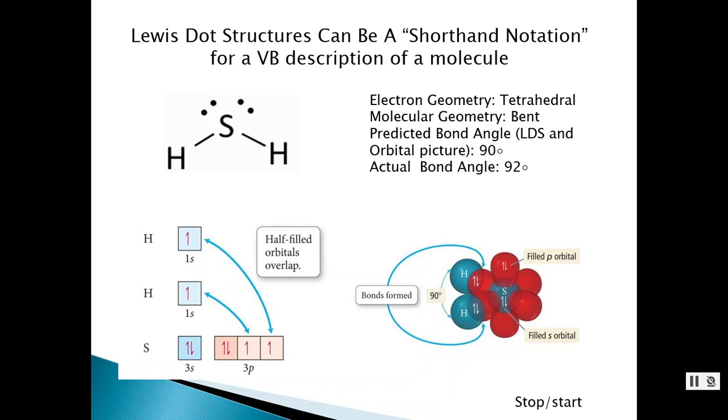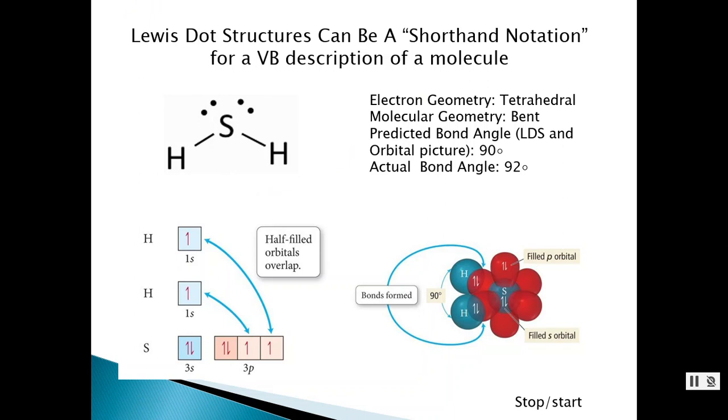So those overlapping s and p orbitals predict the molecular and electronic geometry that we see for Lewis dot structures that we saw in Chapter 8. So the take-home point from this particular example is that Lewis dot structures can be a shorthand notation for a valence bond description of a molecule.